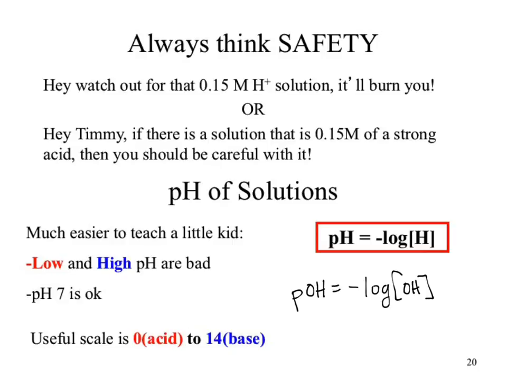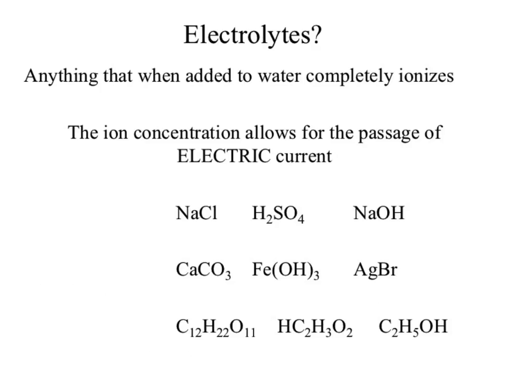So what if I wanted the P mic? Yeah, why not? Take the negative log of mic. That's how you get the P mic. Click on P Diddy, right? Sorry, I should have led with that.